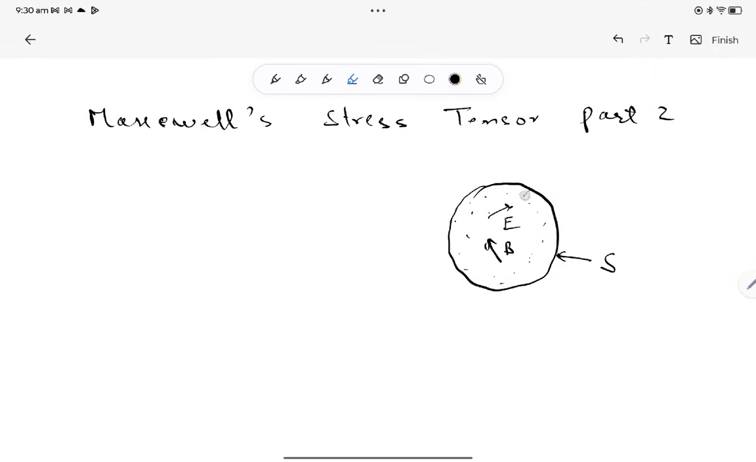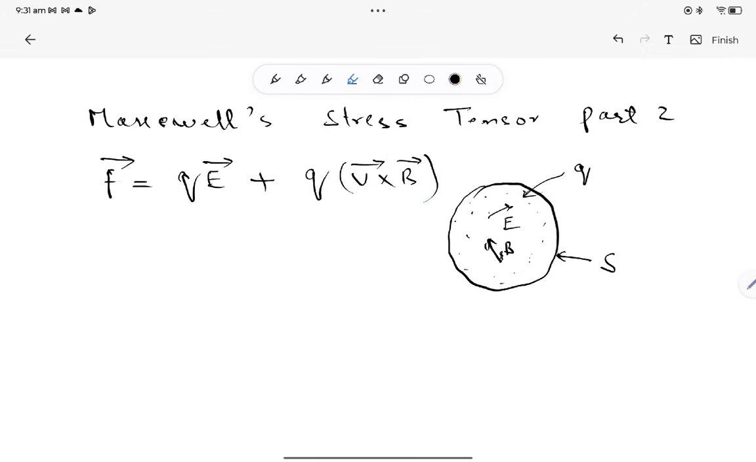Suppose there is a charged particle Q. So what is the net force, electromagnetic force, I mean force due to electric field and magnetic field, on that charged particle? That is simply the Lorentz force. The force on charged particle Q is equal to QE, that is the electric part of the force, plus Q V cross B, the magnetic part of the force. This is the force on a charged particle Q.